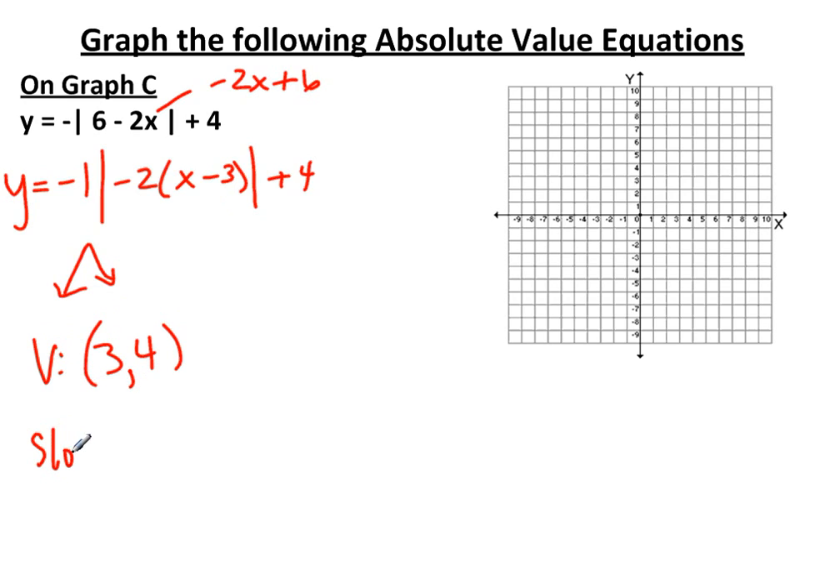And my slope is going to be plus or minus, what's 1 times 2? 2. Because this faces down, I'm going to go down 2 and then left or right 1. So I'm going to put my vertex at 3, 4. And now I'm going to deal with the slope. I'm going to go down 2, right 1, down 2, right 1. I'm going to keep doing that for the one side. And then I'm going to go in the opposite direction to the left, the other side.